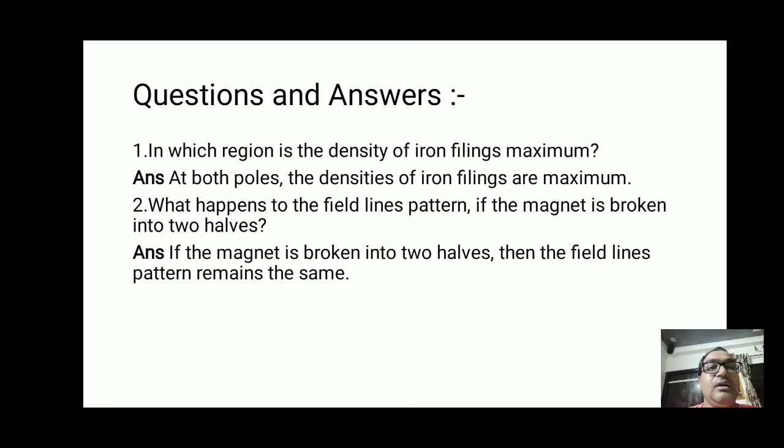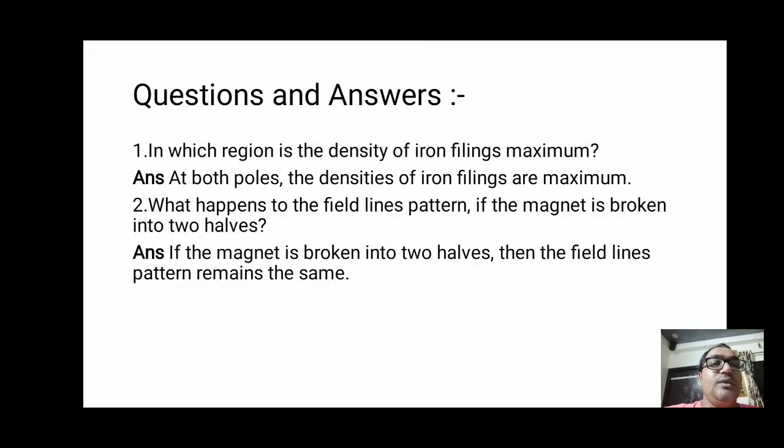Second question: what happens to the field lines pattern if the magnet is broken into two halves? If one bar magnet is converted into two halves, will the same pattern arise or a different type of pattern? The answer is that if the magnet is broken into two halves, the field line patterns remain the same. There should not be any change in the particular pattern. We will get the same type of pattern.